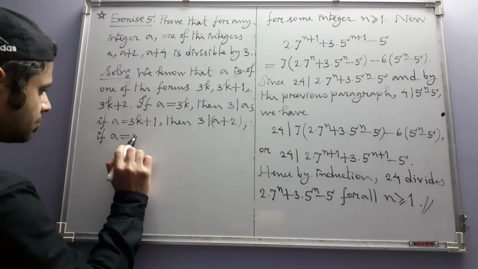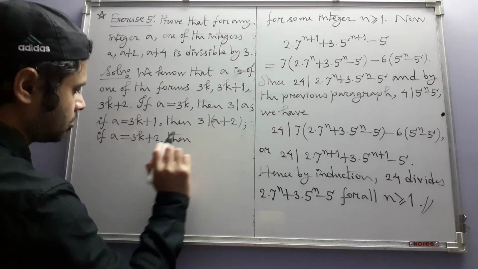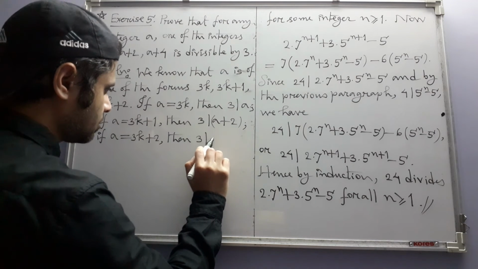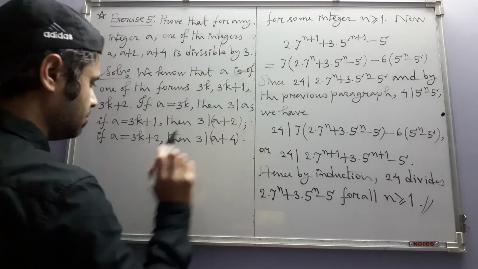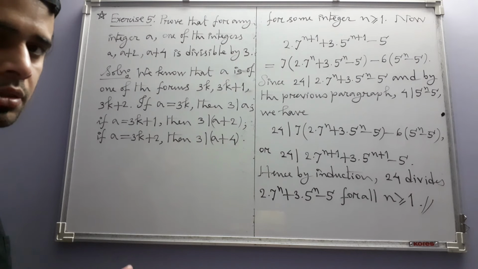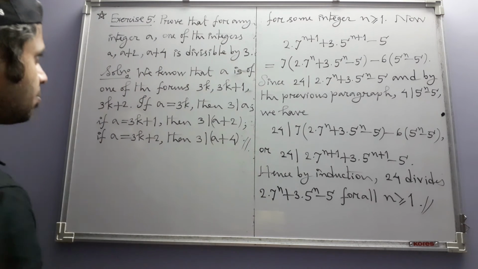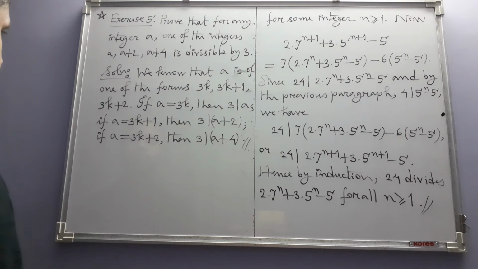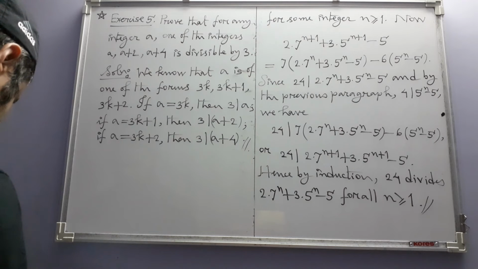And finally, if a is of the form 3k plus 2, then a plus 4 is divisible by 3, because in this case a plus 4 becomes 3k plus 6, again which is divisible by 3. So that's just it. You can take some specific value of a and see that this is true.